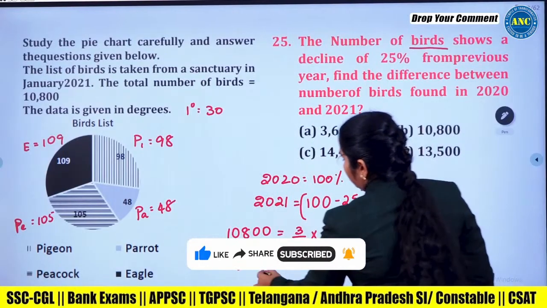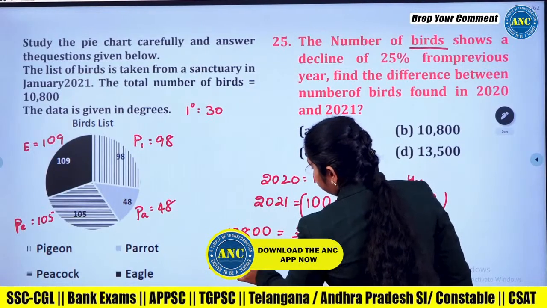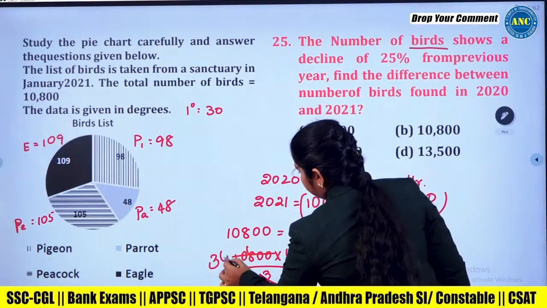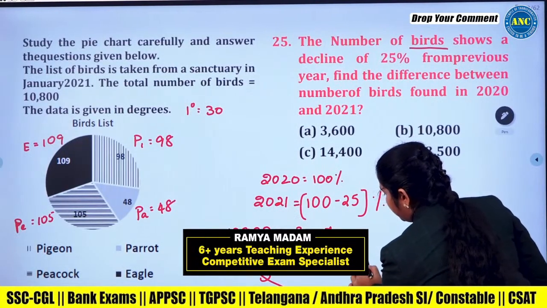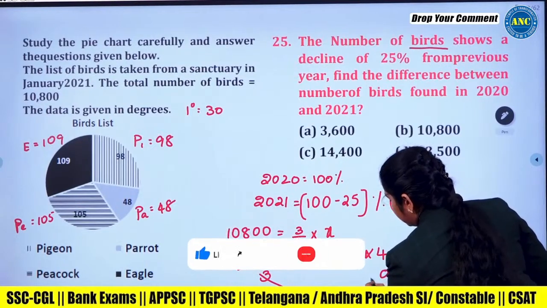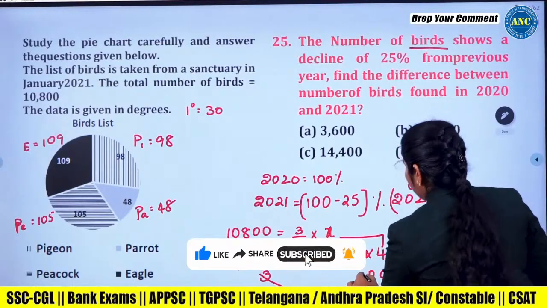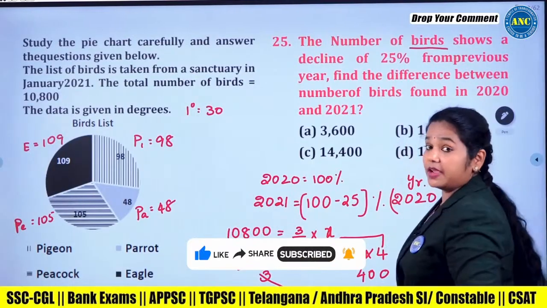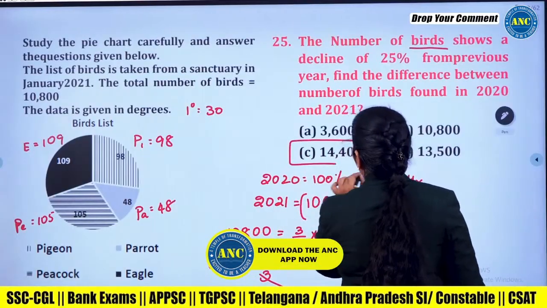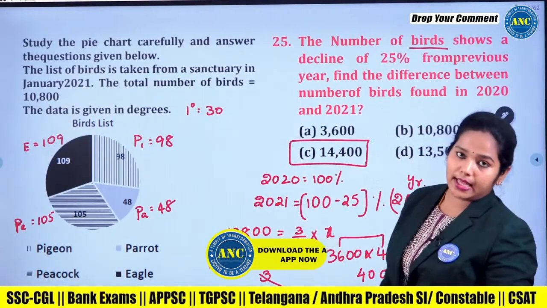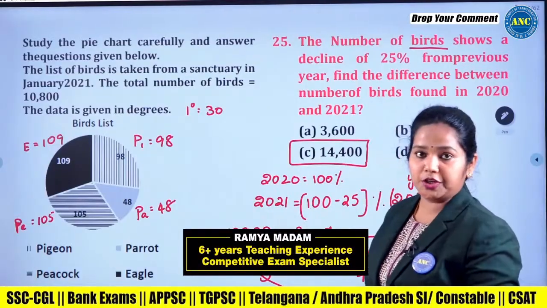So 3 nines are 27. 3 sixes are 18. So the answer is 3600 into 4. Just check: 6 fours are 24. Where is 4? See the options, which ones end with 400? Only one option, that is C, which ends with 400. So it is 14,400. Yes, clear with this explanation?